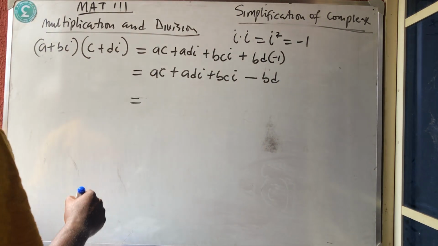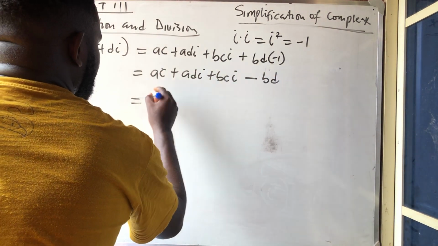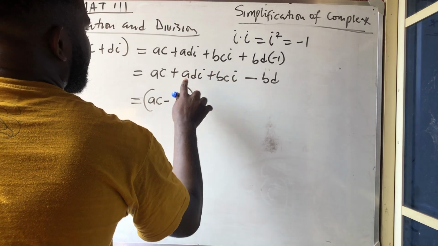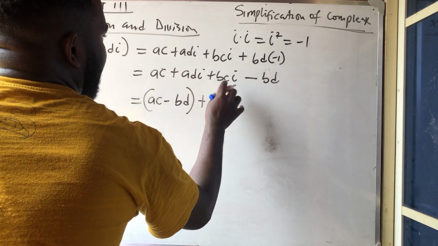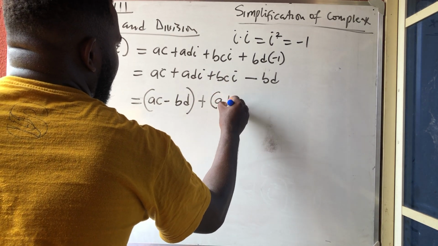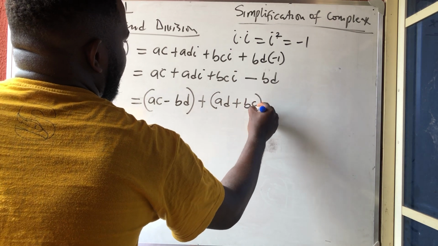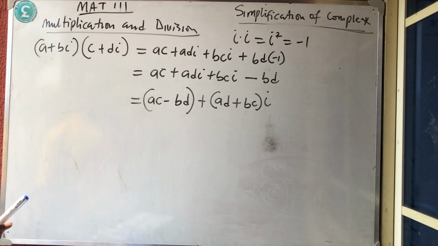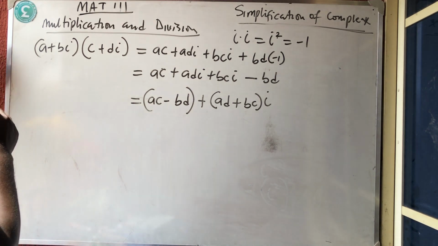So let's bring the real parts together. These are the real part, which is ac minus bd. Then the imaginary part, they have i in common. So I'm having ad plus bc, with the i in common. So that is how to multiply a complex number. Let me give you an example so you understand what I'm saying.